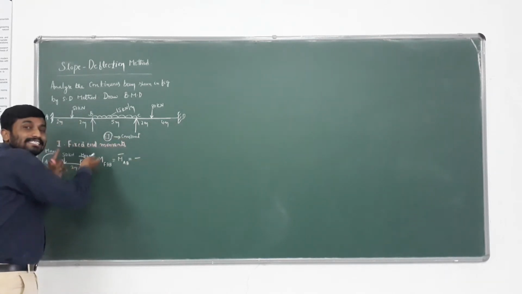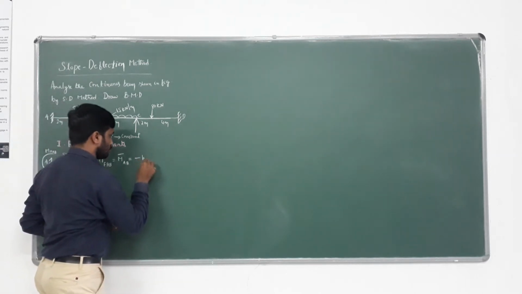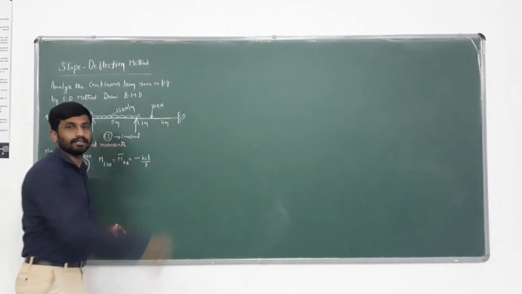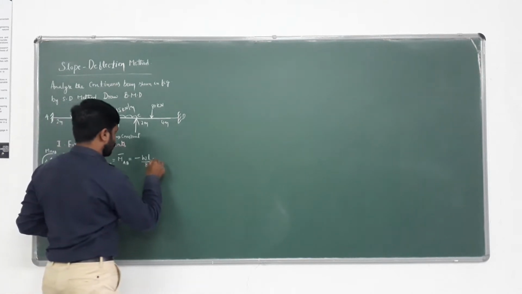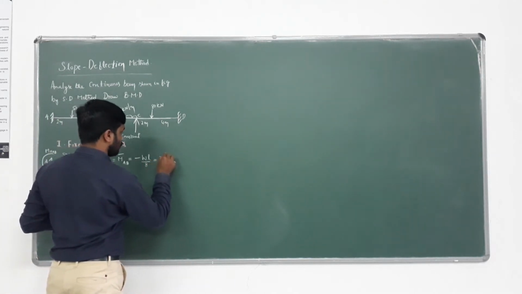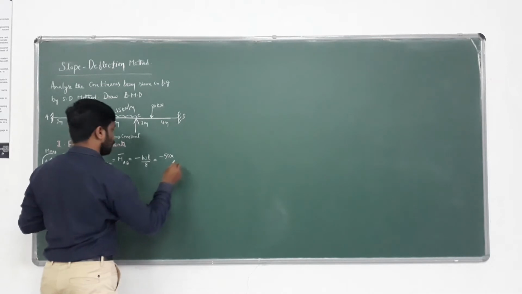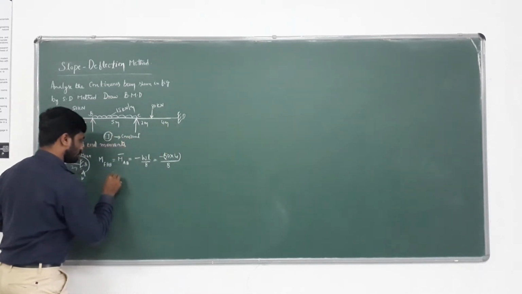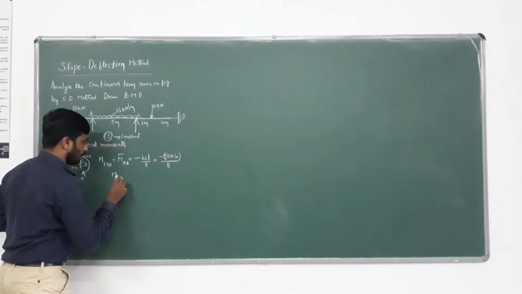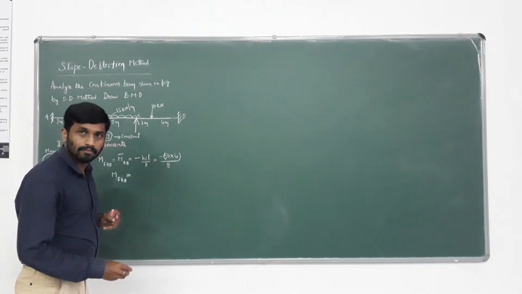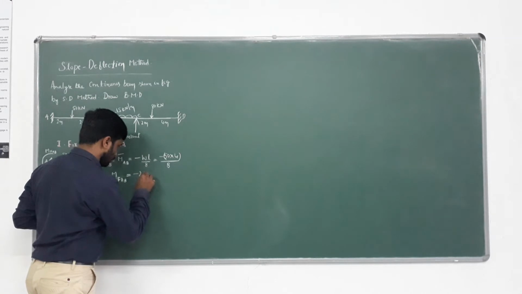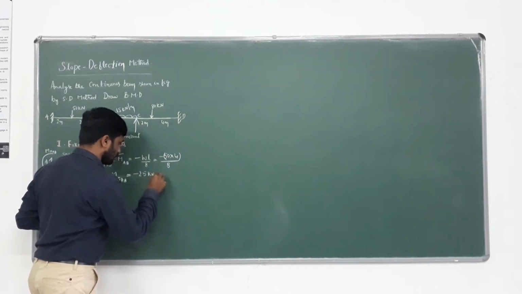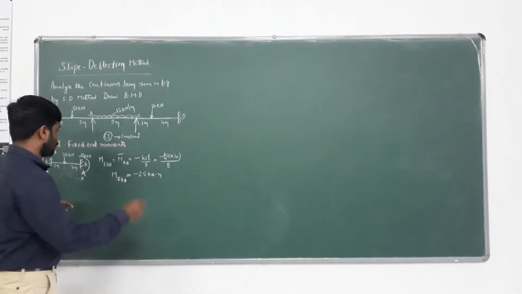Because of the resisting moment, minus WL by 8 is the equation. Minus WL by 8, W value is 50, minus 50 into L, which is 4, divided by 8. So what is the value of MAB or MFAB or MAB bar? The value of MFAB is minus 25 kilonewton meter.